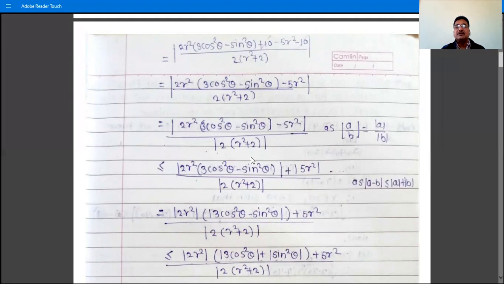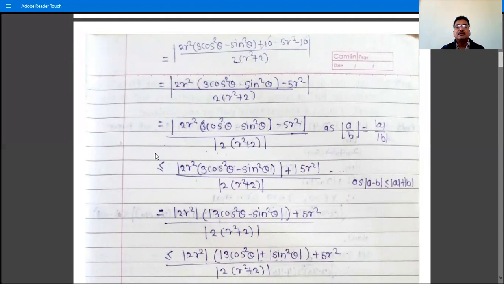So right here, less than or equal to. |a − b| is less than or equal to |a| + |b|. Don't write |a| − |b|. |a + b| is also less than or equal to |a| + |b|, and |a − b| is also less than or equal to |a| + |b|. So this is |a||b| divided by |2r² + 2|.